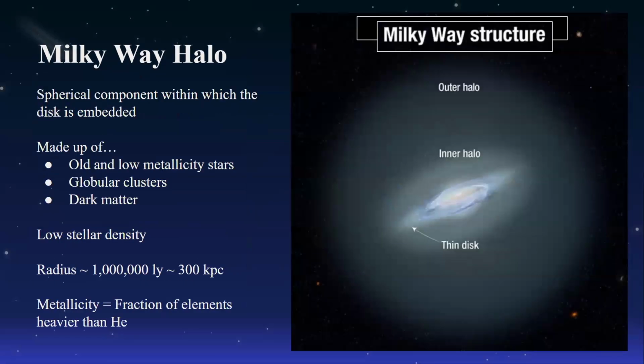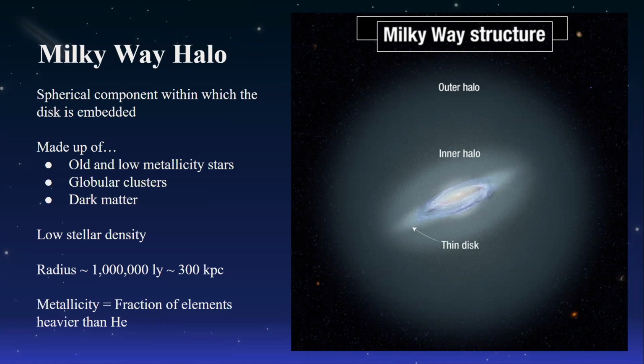So quickly going over some basic terminology that we're going to be using throughout the course of this presentation. I'll start by explaining what the Milky Way halo is. It's the spherical component of the Milky Way in which the disk is embedded, as you can see in the image over there. It's made up of old, low metallicity stars, globular clusters, and dark matter. It has relatively low stellar density, which means that for large areas in space, there are really few stars. The radius of this Milky Way halo is around 1 million light years, which shows us how big the Milky Way truly is.